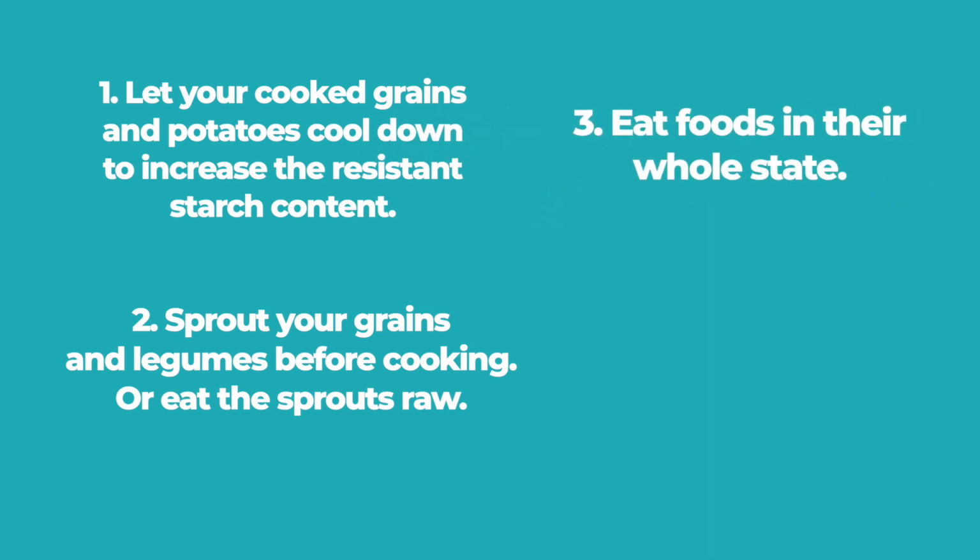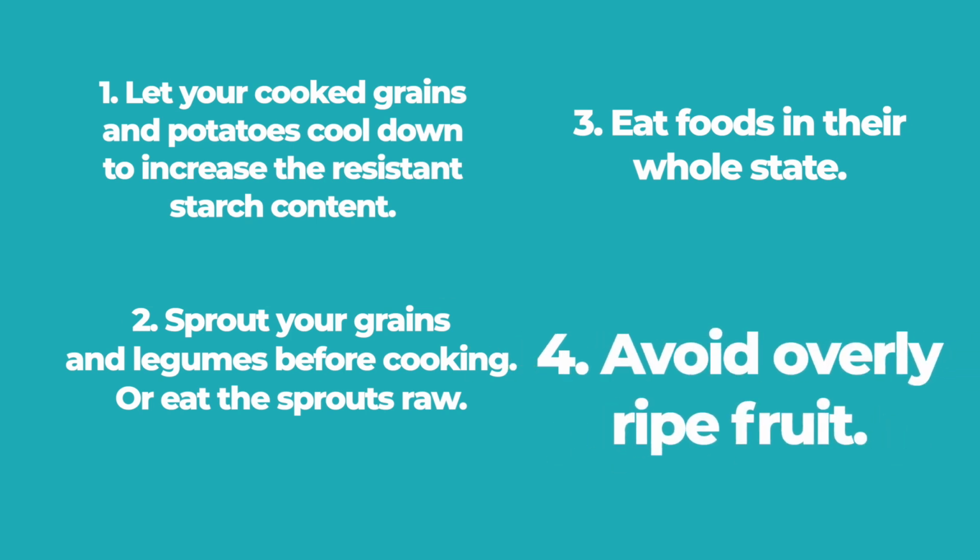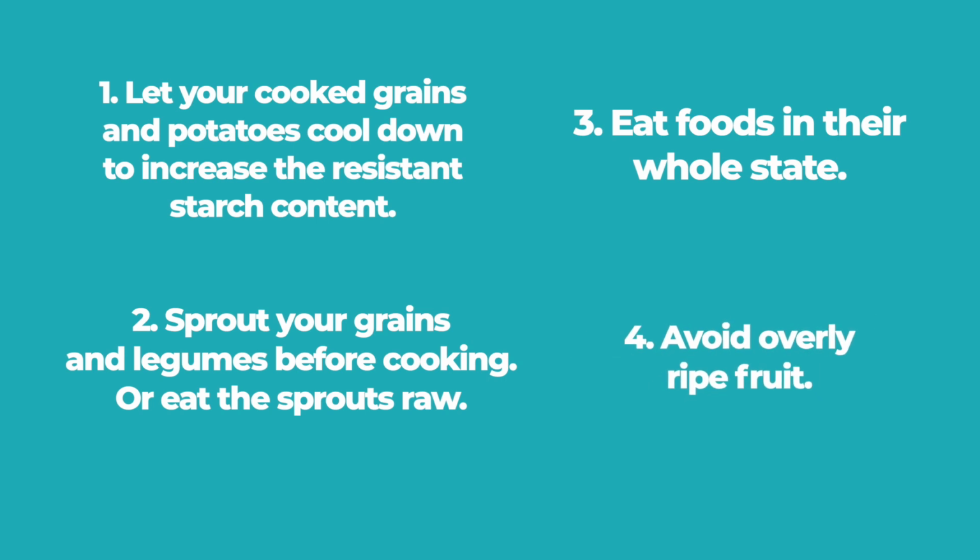Eat foods in the whole state. That is, whole grains and legumes instead of flour or products made of flour, even whole grain flour. It's because the particles in flour are much smaller than in whole grains, and you therefore absorb the starches a lot faster, resulting in blood sugar spikes. And finally, avoid overly ripe fruits. For example, prefer green bananas over ripe ones and crunchy pears over really soft and juicy ones. To illustrate, green bananas come with the GI of 30, while ripe bananas GI is about 60, so that's twice as much.